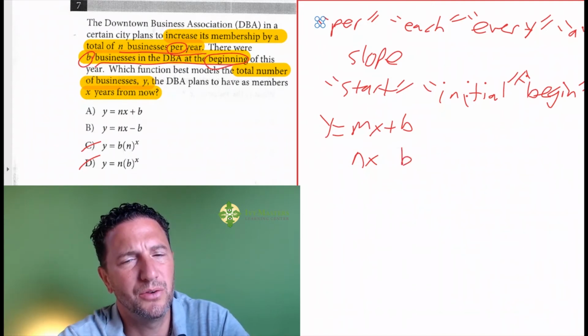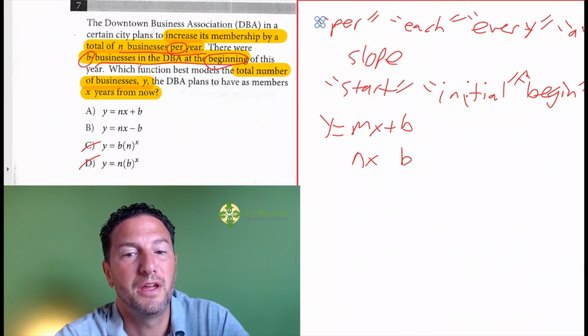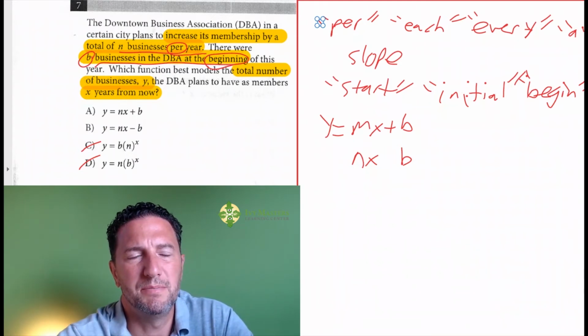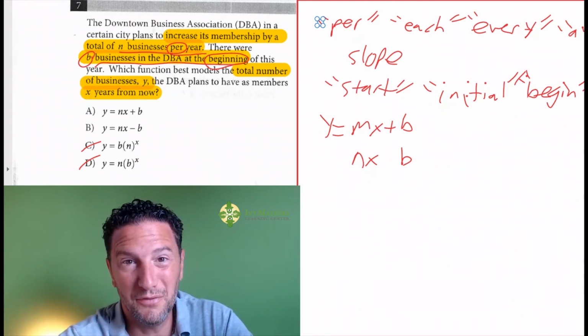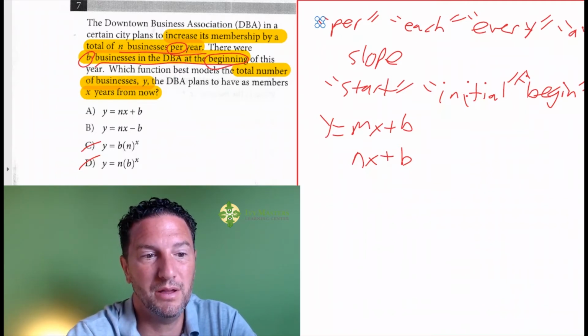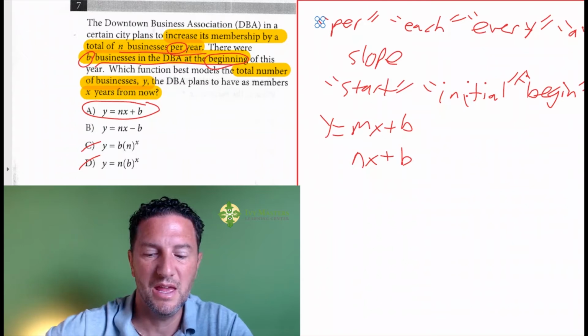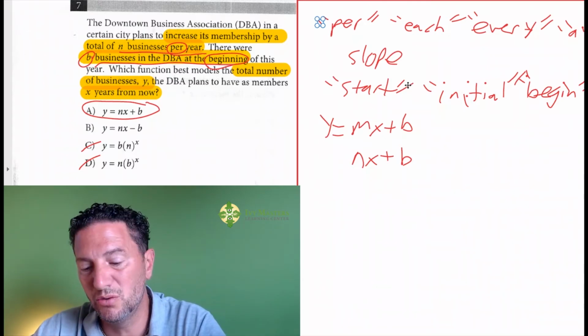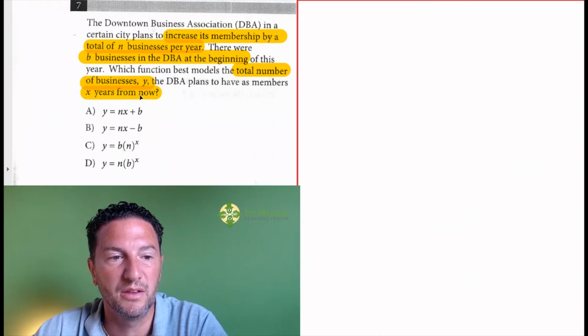Now you've got to identify whether it's going to be plus b or minus b. Well, if there were b businesses in the beginning of the year, are there a negative number of businesses? No, that doesn't make any logical sense. So we know it's got to be plus, so we know the correct answer is A. And that's how, if you know that, you could recognize the answer as soon as you look at the answer choices. As soon as you read it, five seconds more, and you have your answer.